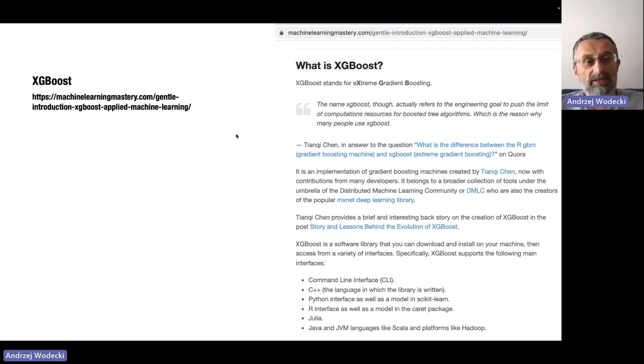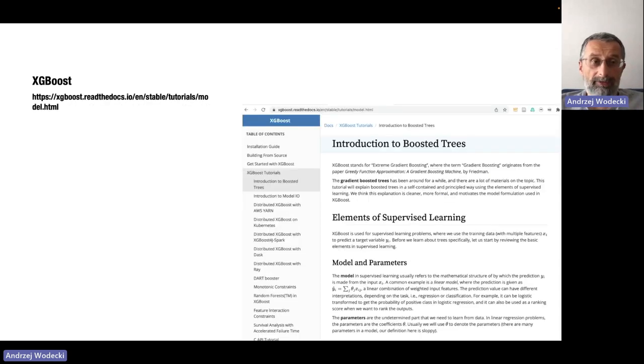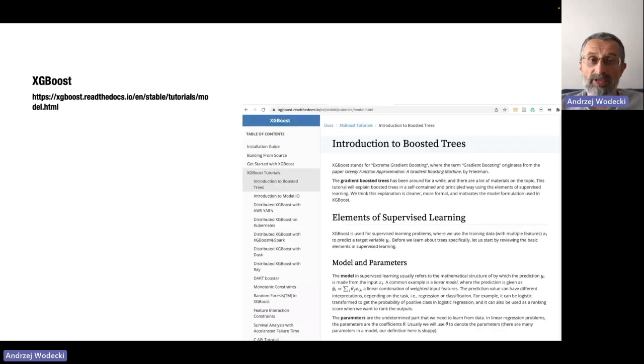Machine Learning Mastery, my favorite place where I read machine learning material, has a separate book, a gentle introduction to XGBoost. Jason Brownlee has written a separate book only on the XGBoost algorithm. So I think it's worth knowing. XGBoost obviously has its own website where you will find a separate explanation just for boosted trees. Okay, any questions?